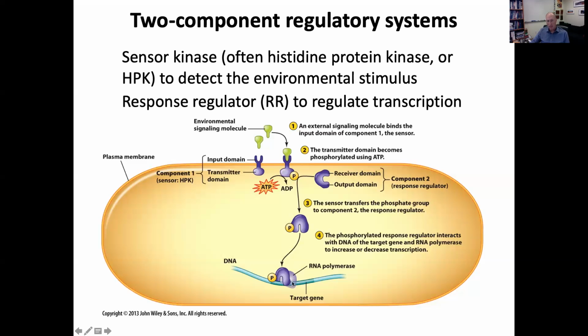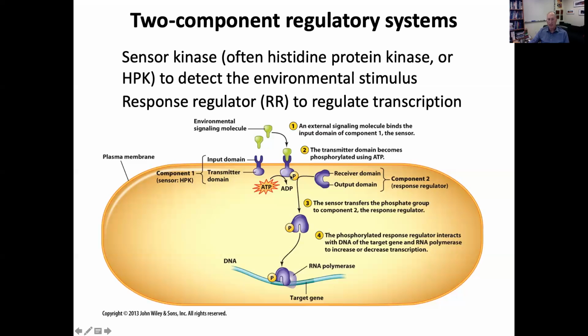In the case we're showing here, it's going to help transcription, so it's going to be an activator. It's going to help this RNA polymerase initiate transcription of the target gene here. But really, whether it serves as an activator or repressor depends on where the operator sequence is located relative to the RNA polymerase.